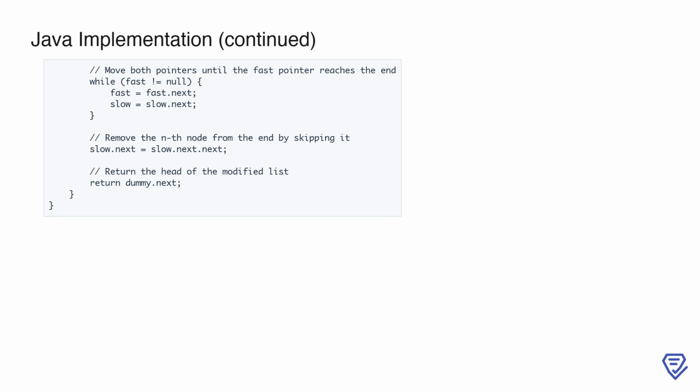Using a dummy node ensures that edge cases, such as removing the head node, are handled seamlessly. This approach is efficient, with a time complexity of O(L), where L is the length of the list, as we only traverse the list once.